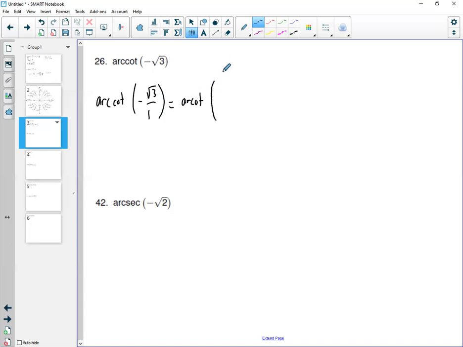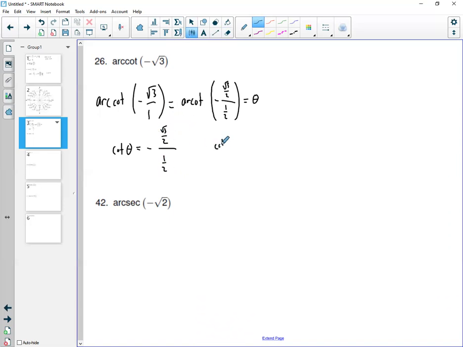And it's really negative root 3 over 2 over 1/2. And again, this equals theta. So I'm saying the cotangent of theta should be negative root 3 over 2 over 1/2. So I look for a place.